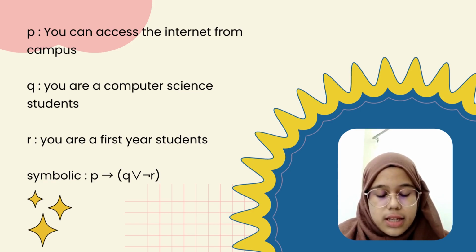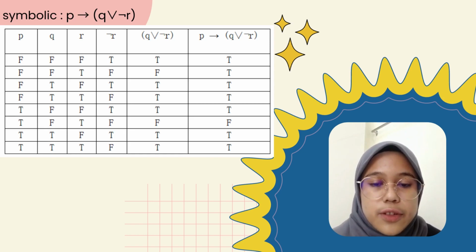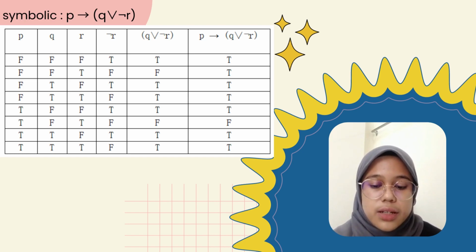So this is the answer for this question. P: you can access the internet from campus. Q: you are a computer science student. R: you are a first year student. In symbolic form, P implies (Q or not R). This is the truth table for this question. We can see that the statement is a contingency because the truth values for P implies (Q or not R) contain both true and false values.